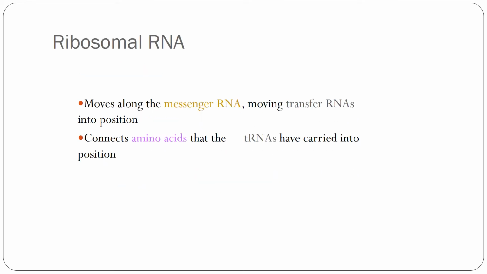So ribosomal RNA, again, just to review, moves along the messenger RNA and moves the transfer RNAs into position. But you have to remember this: even though this is a teamwork of 3 different RNAs, the only RNA that actually goes into the nucleus is messenger RNA. Everything else is in the cytoplasm.